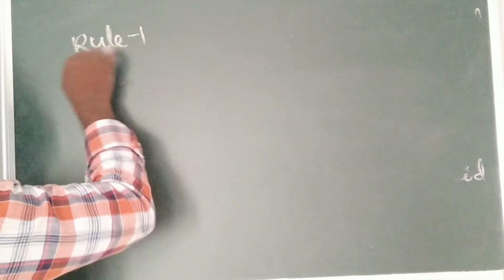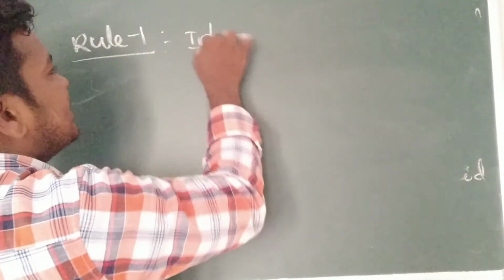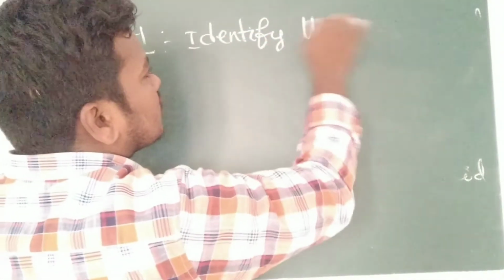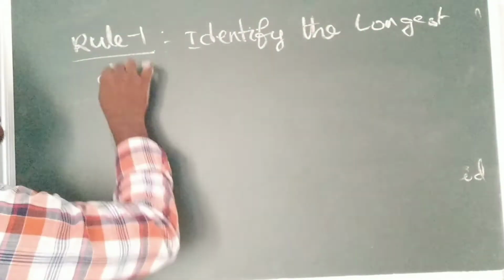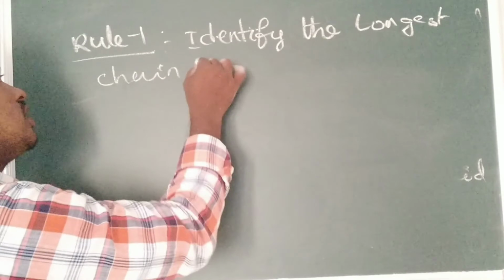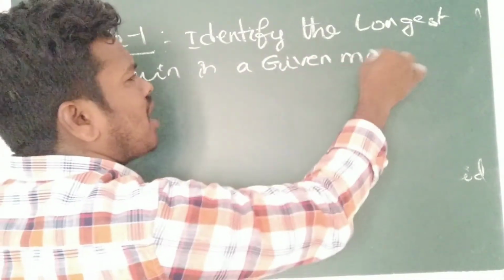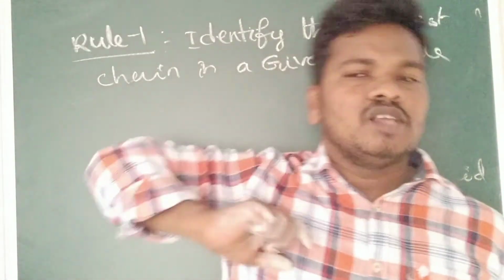So next, you can see, we have learned the prefix, suffix, and root word. So what are the IUPAC rules? First, rule 1 we have to learn. What is rule 1? Identify the longest chain in a given molecule. So whatever it may be, the initial step we have to see is whether the given molecule, any organic molecule, is there.